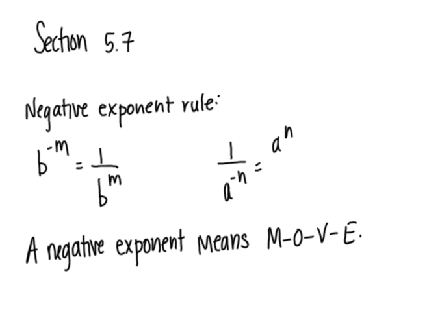We're in section 5.7. This section has one rule, and that rule is the negative exponent rule. If you have a base to a negative exponent, that tells you to move it across the division bar. So if it's in the top, like b to the negative m, we're going to move that to the bottom, and it becomes b to the positive m in the bottom. If you had an a to the negative n in the denominator, you're going to move that to the top, and that becomes a to the positive n. A negative exponent means to move.